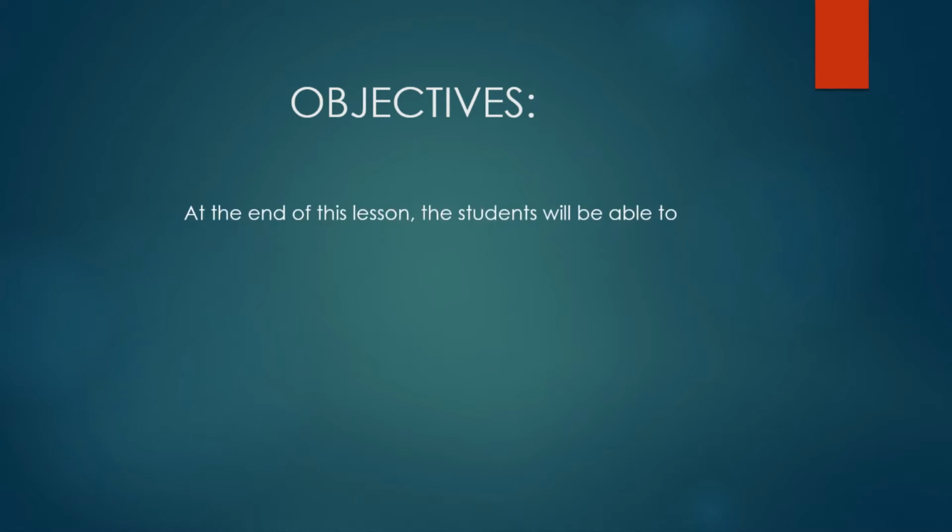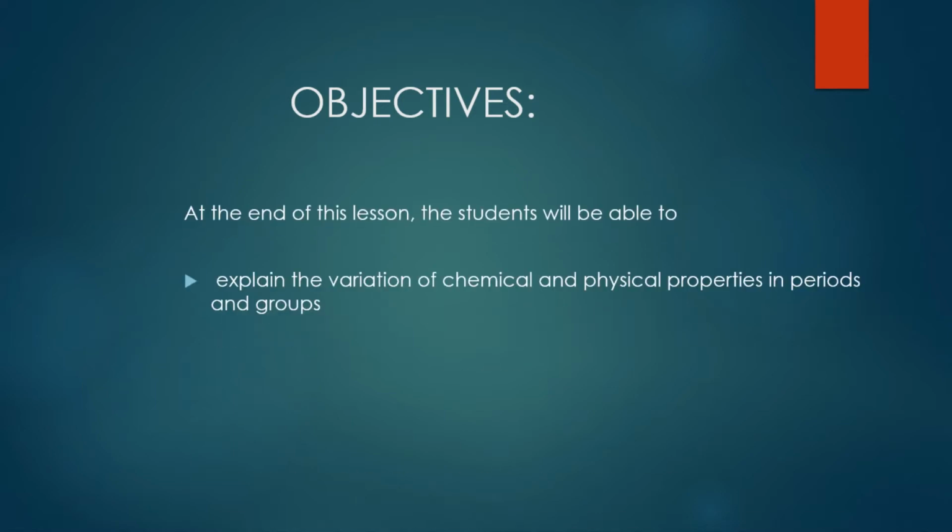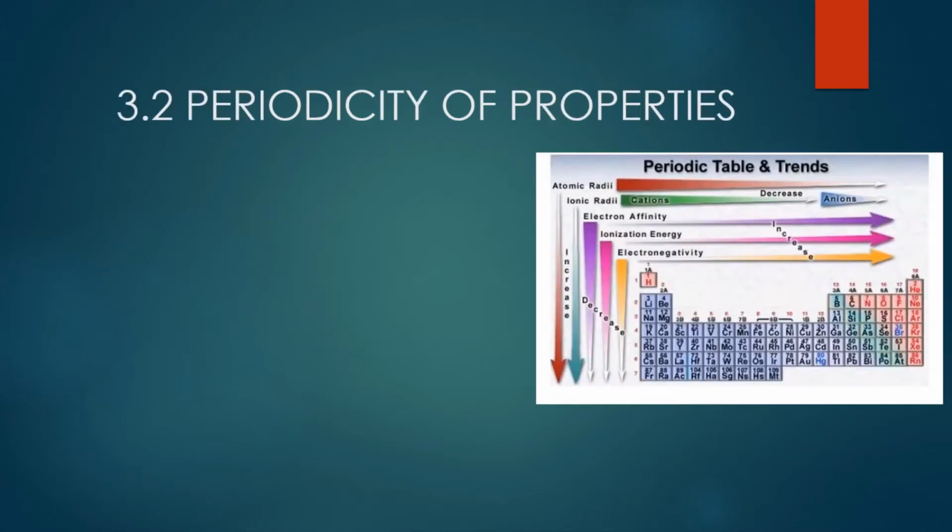Our objectives are, at the end of this lesson, you will be able to explain the variation of chemical and physical properties in periods and groups, and you will be able to describe the shielding effect and its trends in period and group. Now we are going to discuss our first topic, that is periodicity of properties.